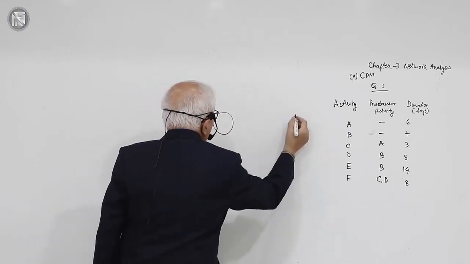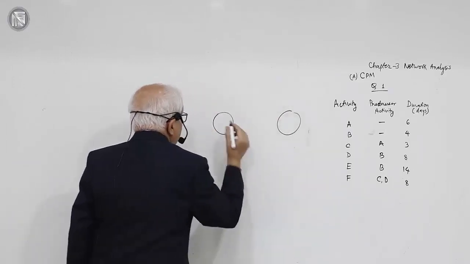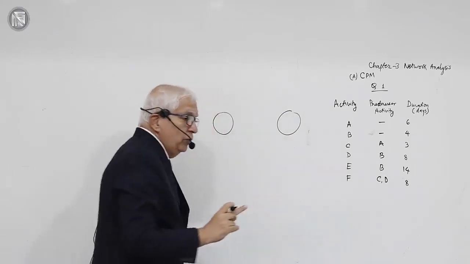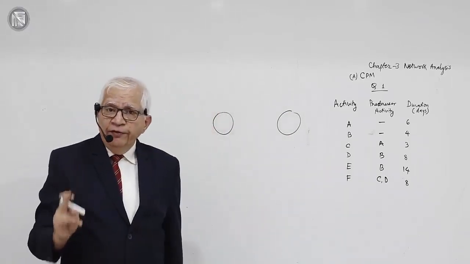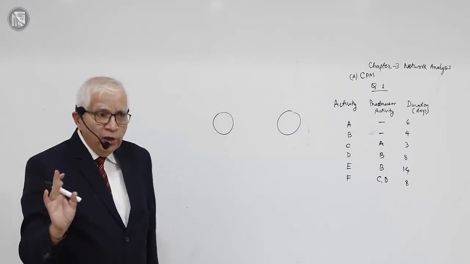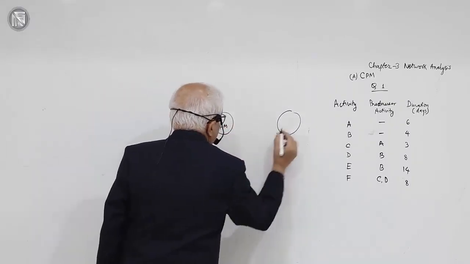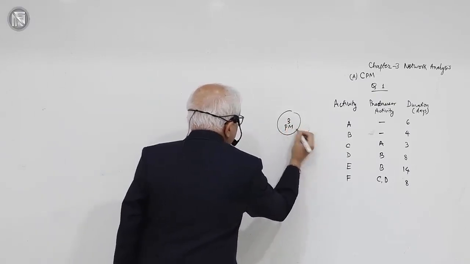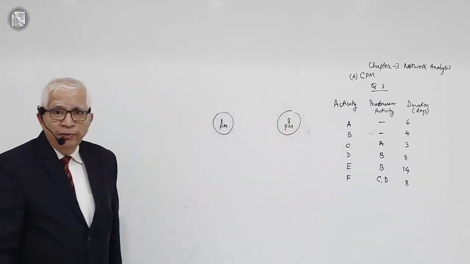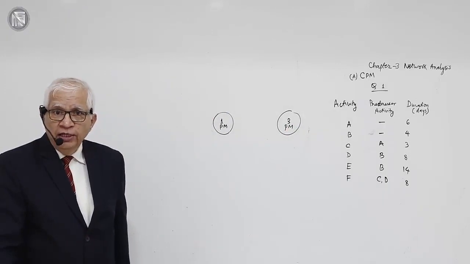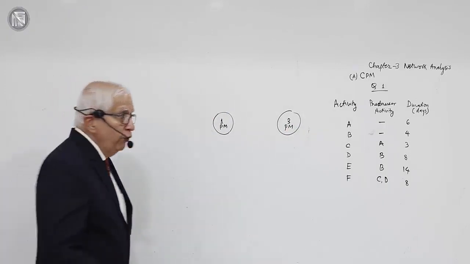Event is shown always in the form of a circle. Okay, remember, event is shown in the form of a circle, activity is shown in the form of an arrow. So this is 1 p.m. event, 3 p.m. event, and what happens between these two is an activity called video lecture.